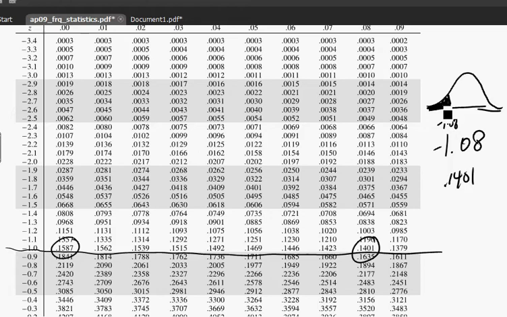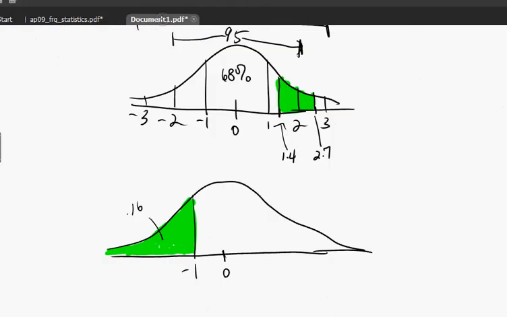Wait, what if you want to find like negative 1 to negative 2.4? Good question. But we got to work our way to it. We got to be able to read the table first. All right. So this is for negative infinity to whatever. So we'll get there. I get it.